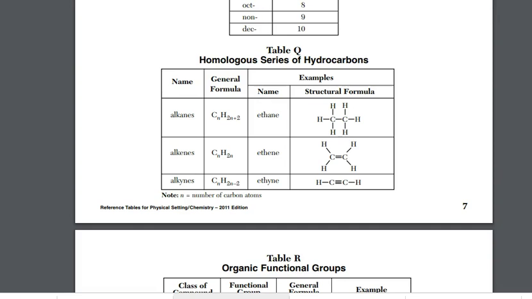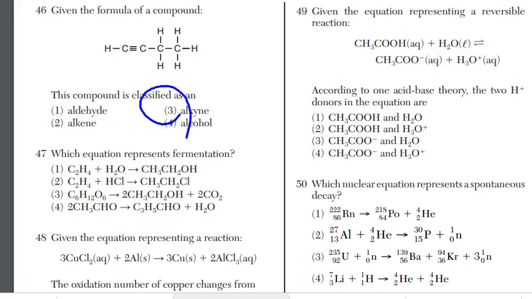Now, all you have to do here is pattern recognition. You had a triple bond in that molecule on the test, and that makes it an alkyne. So that's all we were looking for there. It's alkyne, which is choice 3. For 47, we're looking for which equation represents fermentation.